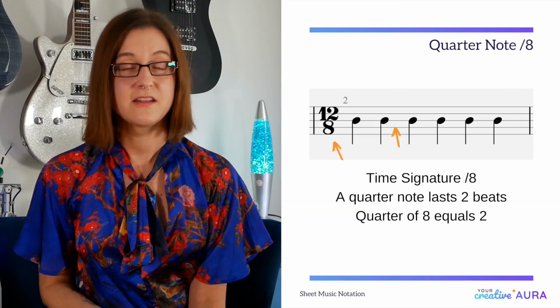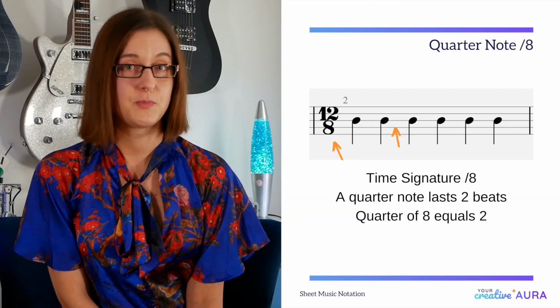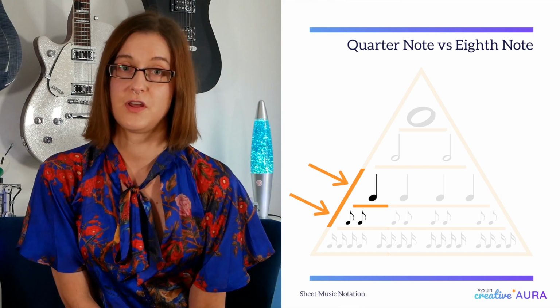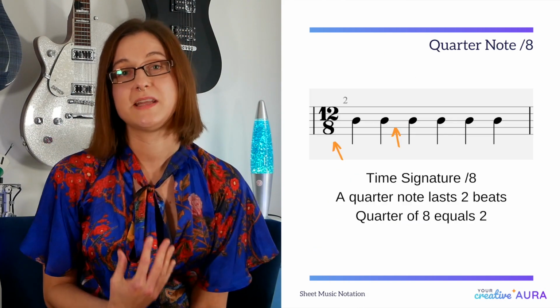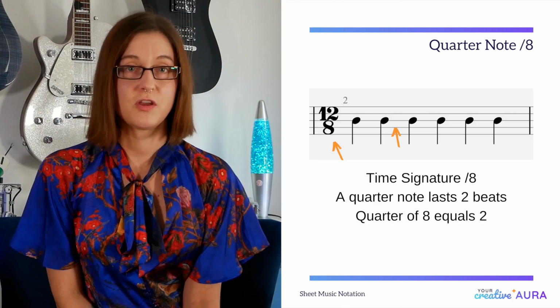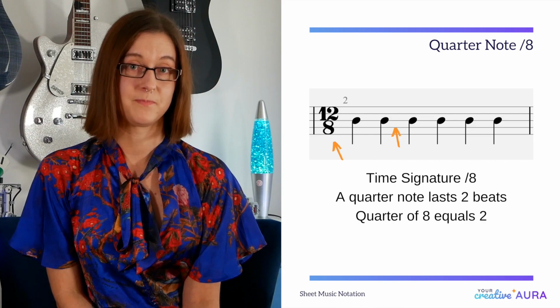So let's examine it in /8 time signature. In 12/8, a quarter note will last 2 beats because a quarter note is equal to 2 eighth notes. You'll need 6 quarter notes to fill the entire bar, as a bar requires 12 beats.